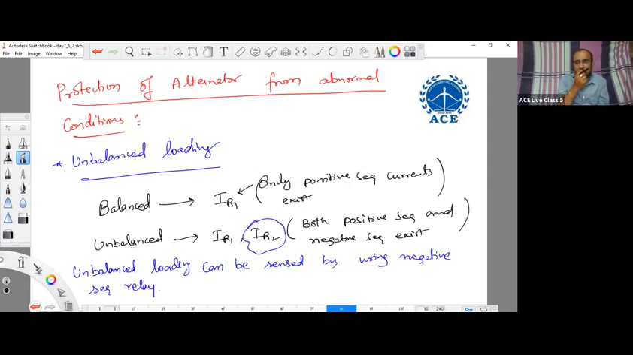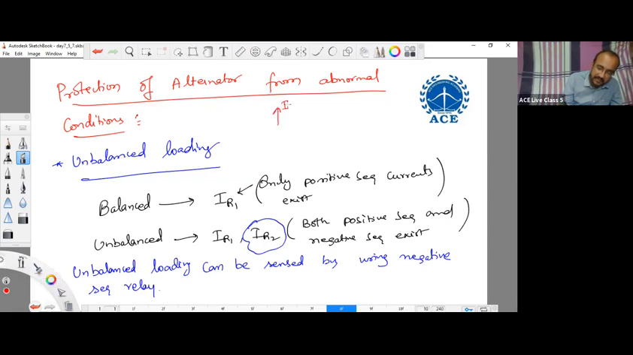So how do you sense the unbalanced loading? By using a negative sequence relay. Why? Because balanced loading will result only in positive sequence currents, but unbalanced loading will result in both positive sequence currents and negative sequence currents. Sir, what do you mean by positive sequence currents? You may have a doubt: what do you mean by positive sequence currents and what do you mean by negative sequence currents?